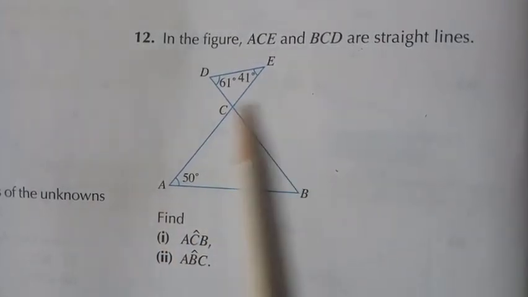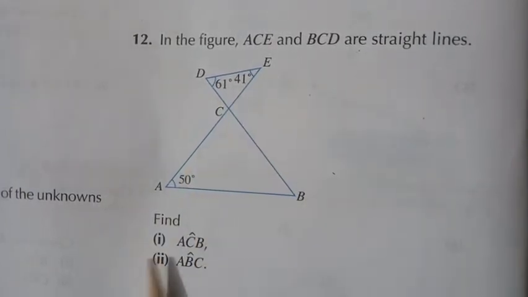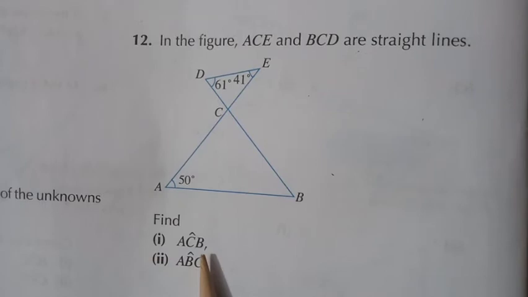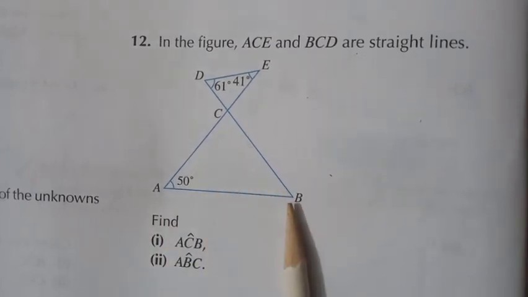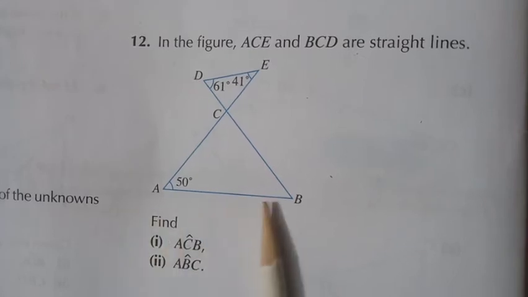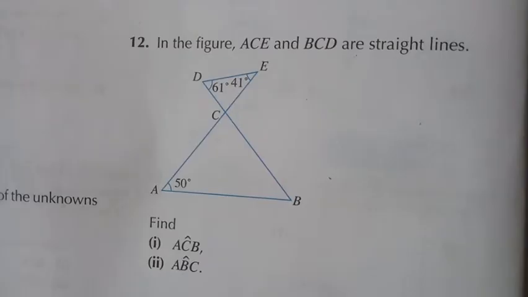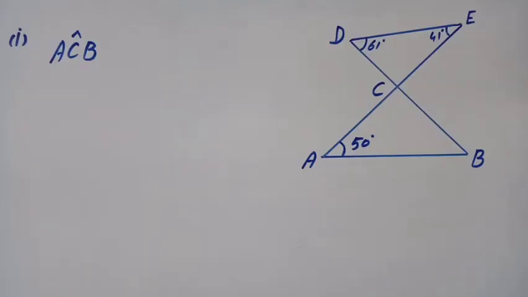ACE and BCD are the straight lines. Find ACB in part 1, and in part 2 ABC. These angles we have to find out. In this part 1, we have to find out ACB, right? The angle at the point C, ACB.